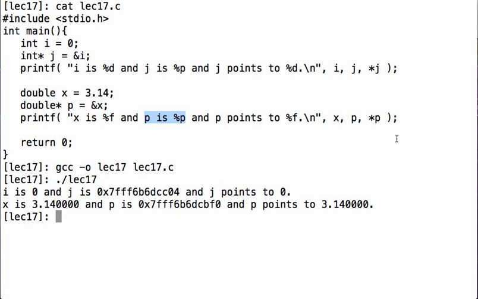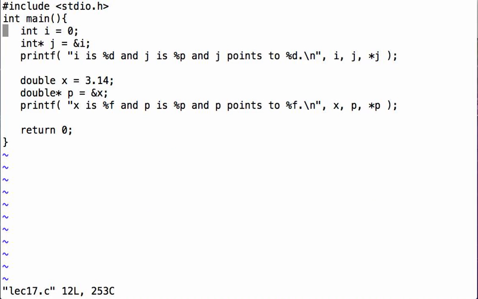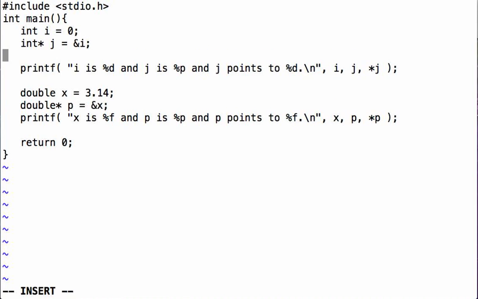So let's make some minor changes. So vi 17.c. What I'm going to do is I'm going to assign a value to star j equal to 25. So once again, note that we initialize I to 0, and then we don't really do anything directly with I except have j point to I.